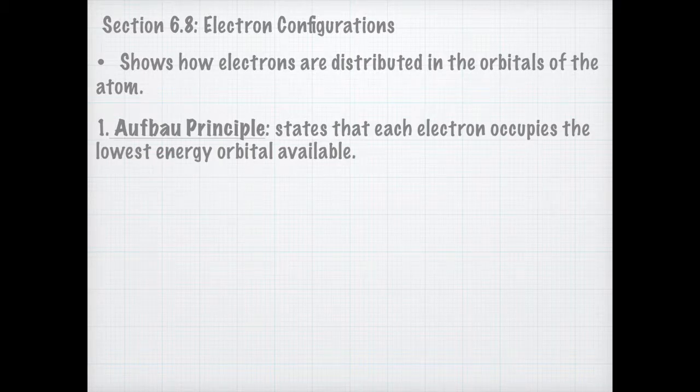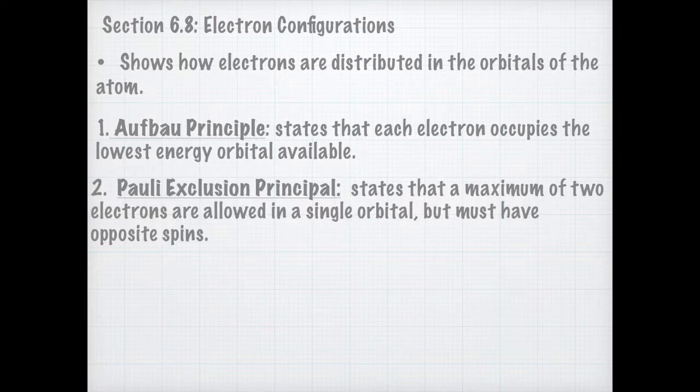Now, there are 3 different principles that we use when writing the electron configuration for an atom. The first is the Aufbau principle. Now, the Aufbau principle states that each electron occupies the lowest energy orbital that is available. Now, I'm not sure how you learned how to do this in Pee Wee chemistry, but I use a periodic table to demonstrate this. So I will show you how I do that in 1 second once I go over the rest of these principles.